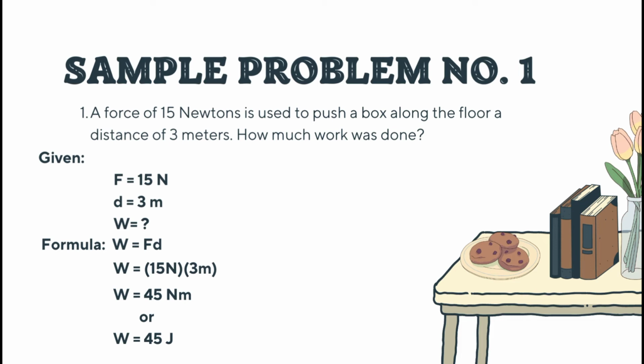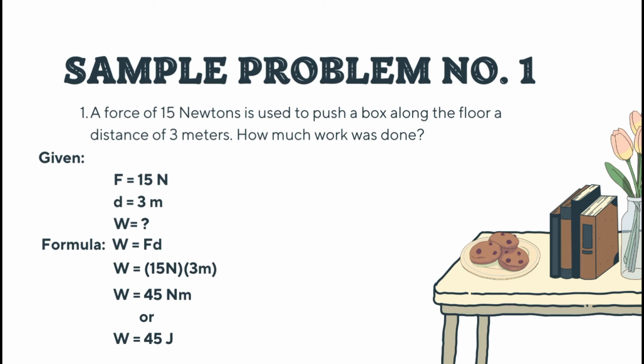The displacement is equal to 3 meters, and W, the work, is the unknown value for this sample problem. After we get all the given values, let's proceed with the correct formula. The formula for the value of work is W equals F times d, or W equals force multiplied by the displacement.